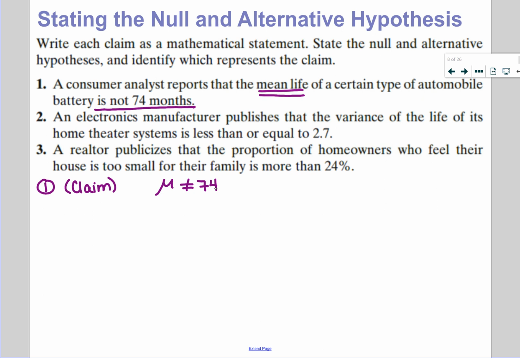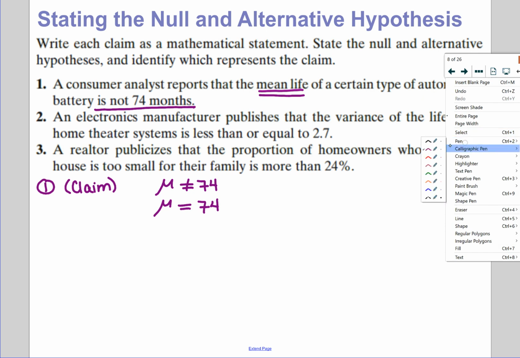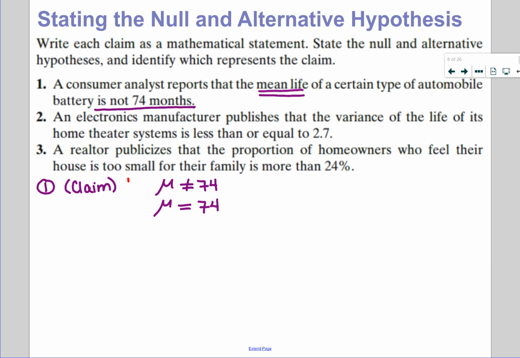What is the complement of that? What is the complement of being not equal to 74? Equal to 74. And then once we have both, you're going to label which one is the null and which one is the alternative. So in this case, the claim is the alternative because it is not equal to, and the null is the complement, equal to.